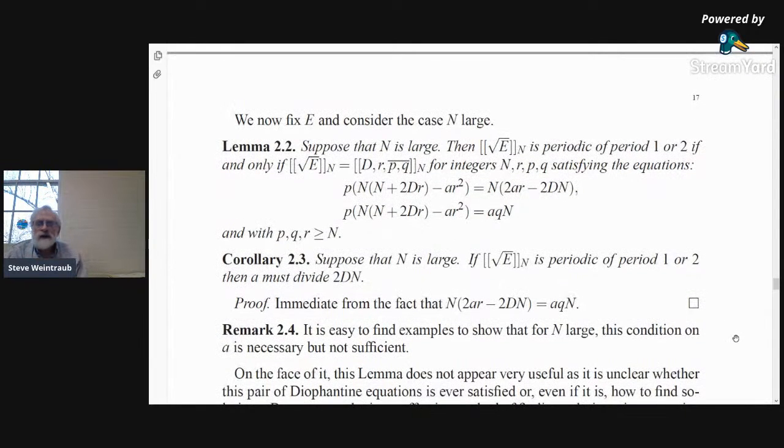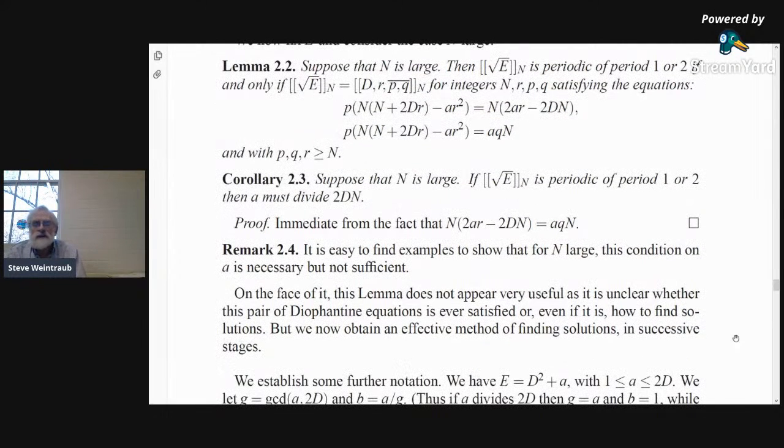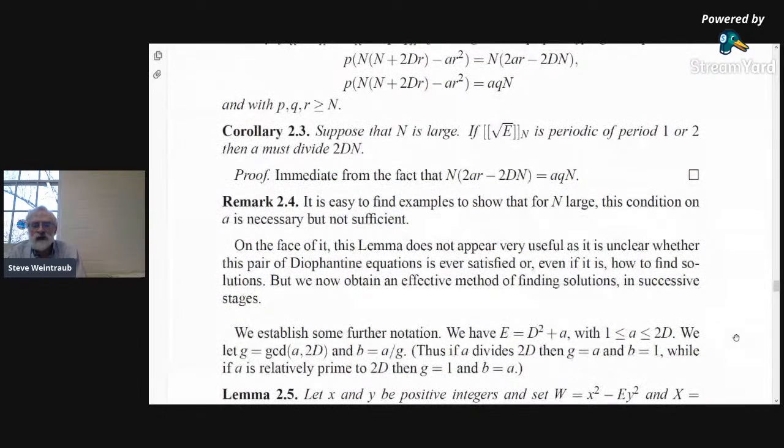As I said, this lemma doesn't look very useful, so we go to work on it and do some more algebra, and we can cast this lemma in a much more useful form. First I need to introduce a little more notation. We had E is d squared plus A with 1 less than or equal to A less than or equal to 2D. We'll let G be the GCD of A and 2D, and B be A over G. So in the two extreme cases, where A divides 2D, G is equal to A and B is equal to 1. And if A is relatively prime to 2D, then G is equal to 1 and B is equal to A. These are the two extremes, but we could have something in between.